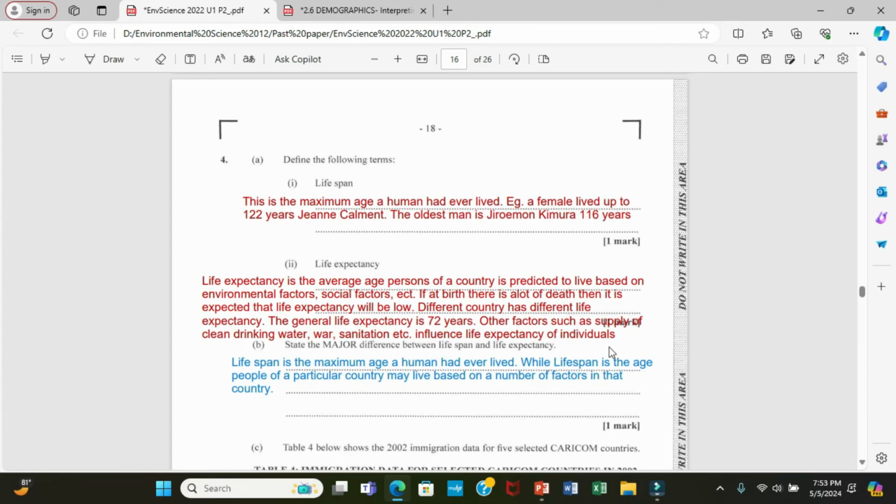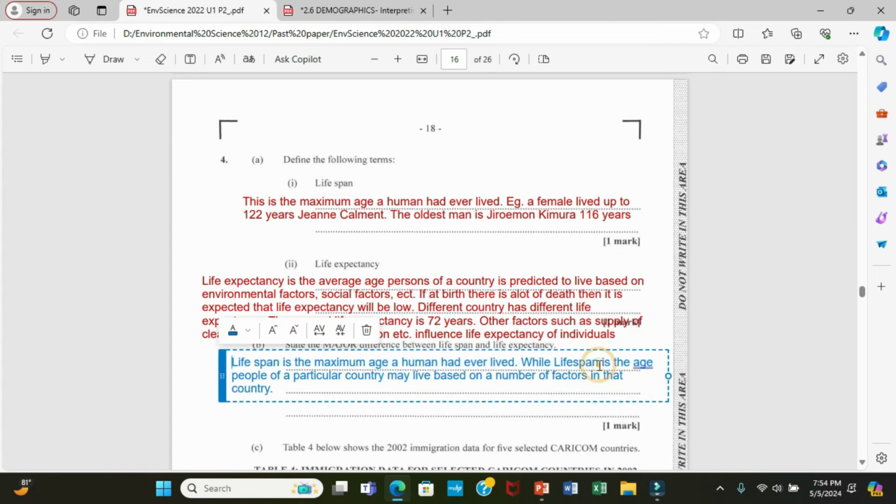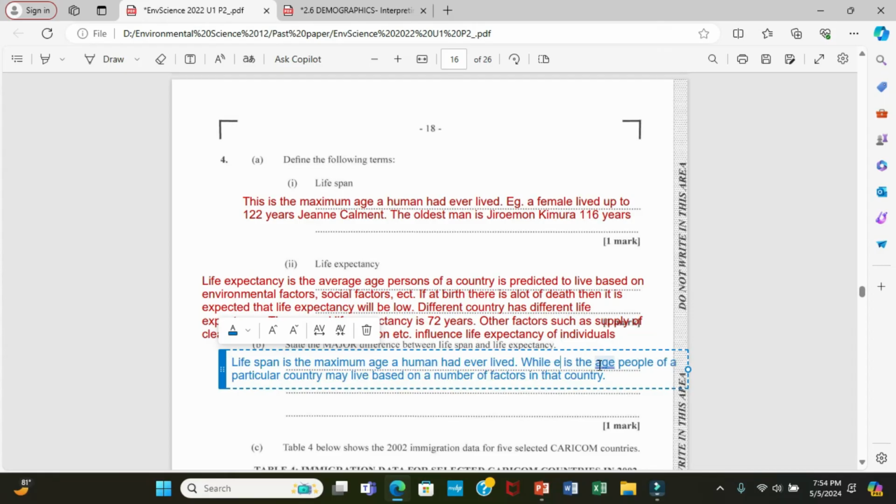All right. Part B now, it says state the major difference between lifespan and life expectancy. All right, as I said now, lifespan is the maximum age that a person has ever lived. While life expectancy is the age that people of a particular country may live based on the number of factors of that country.